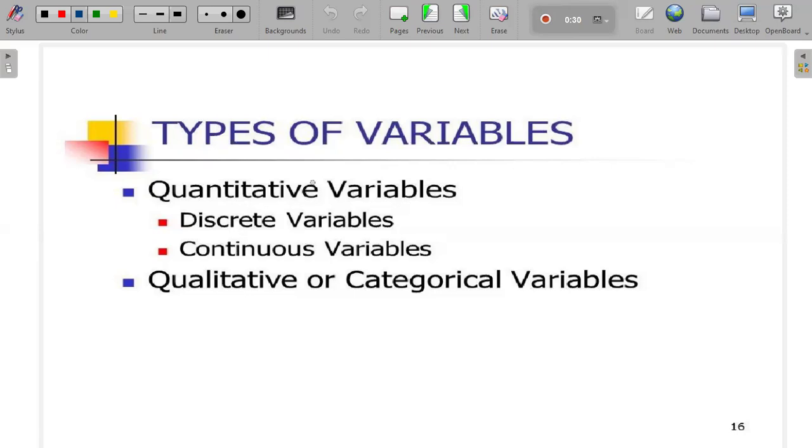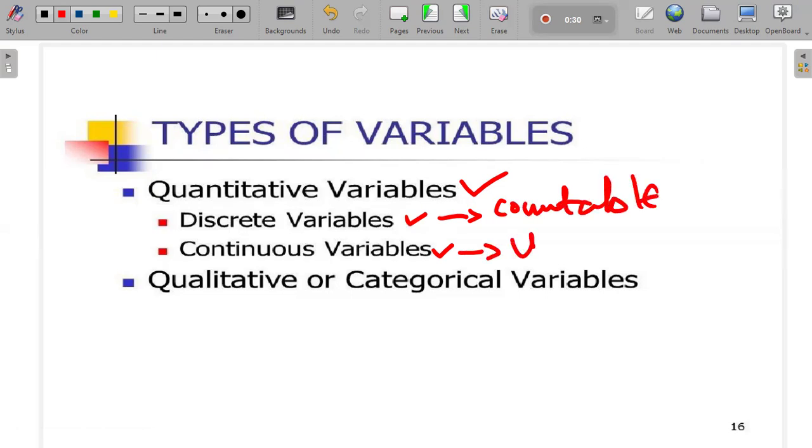All right, so we move forward to talk about the different types of variables. The first one is the quantitative variables. Under quantitative variables, you are going to talk about two special types of variables. The first one is the discrete, and the other one is the continuous. Discrete simply means it can be counted, it's countable. And the continuous is uncountable. You will learn about discrete random variables. It will be a topic on its own.